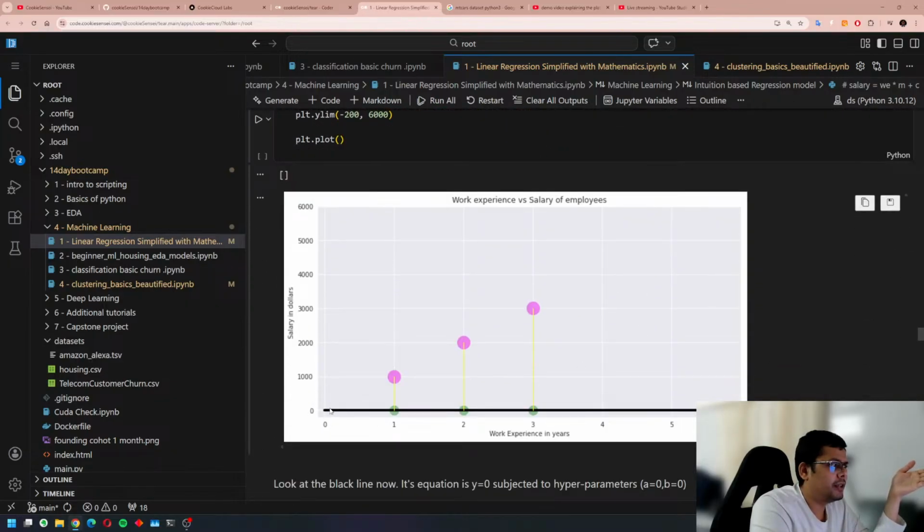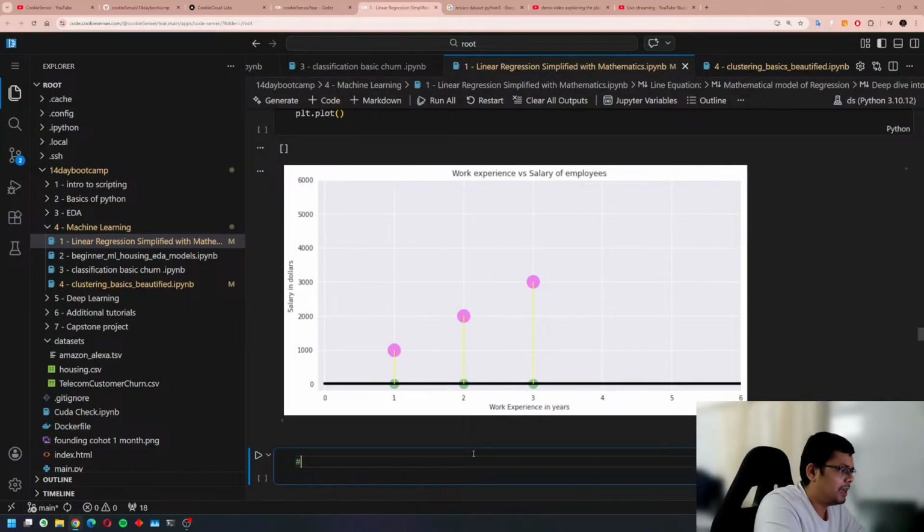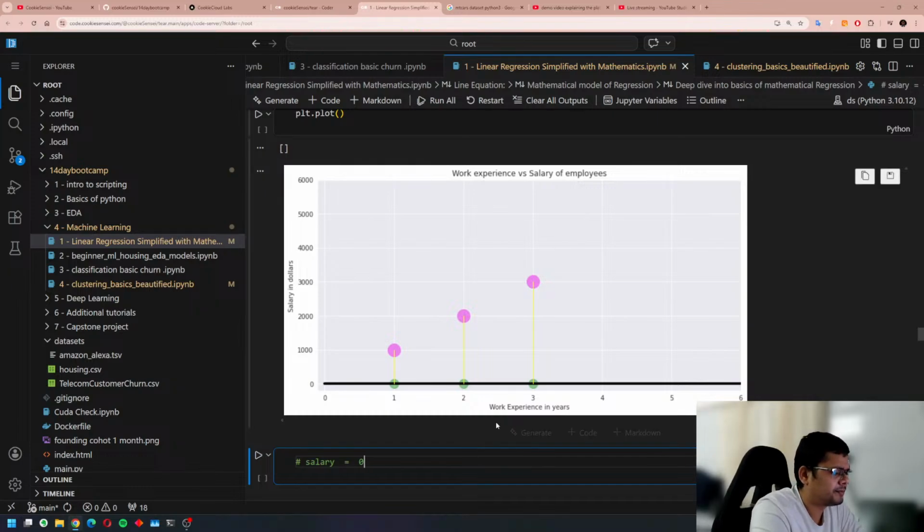And if you were to plot y equals 0, you would get this black line, meaning no matter the work experience, your salary is 0. So basically, I'm saying salary equals 0. No matter the work experience, salary is 0. That's what this line is depicting right now. But this isn't really much useful. But in order to study it, let's just calculate how much the error is.